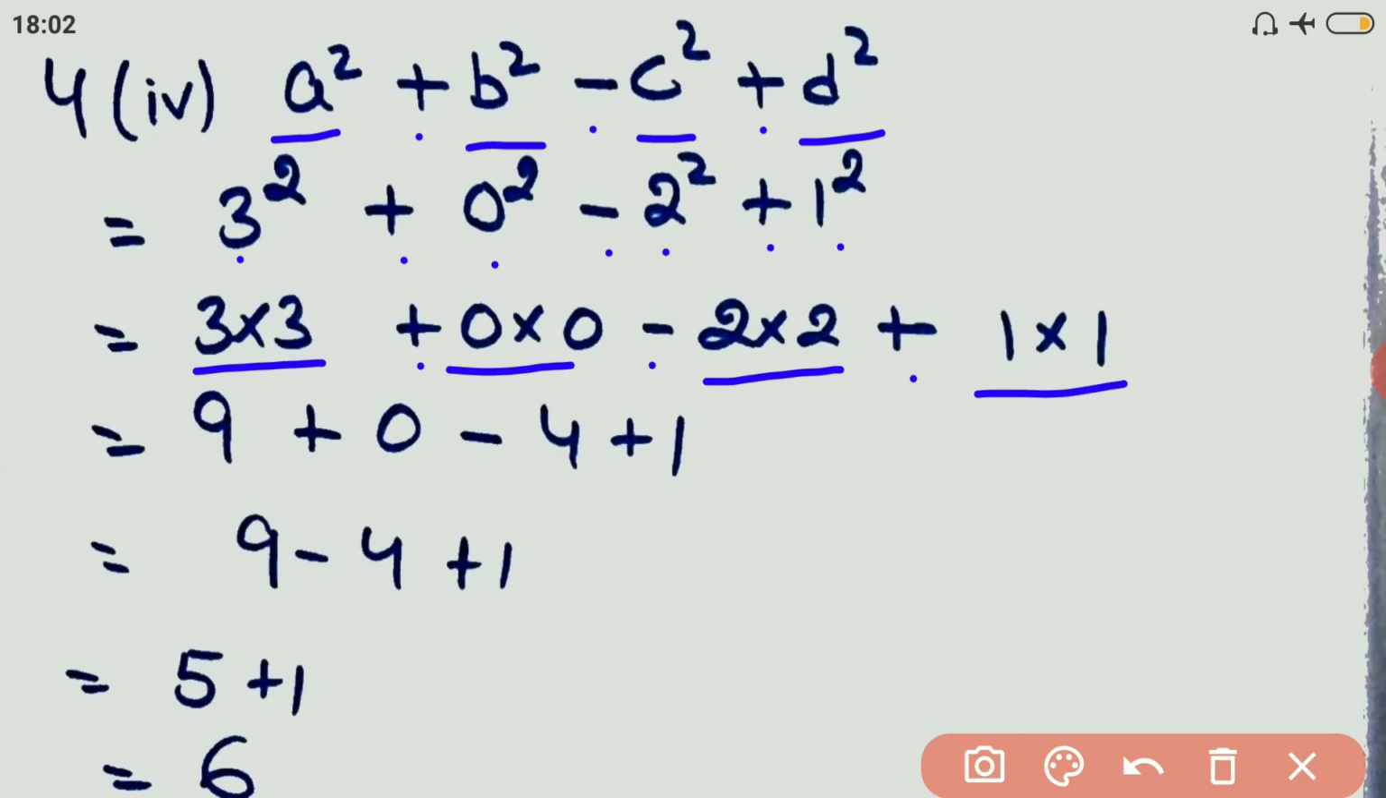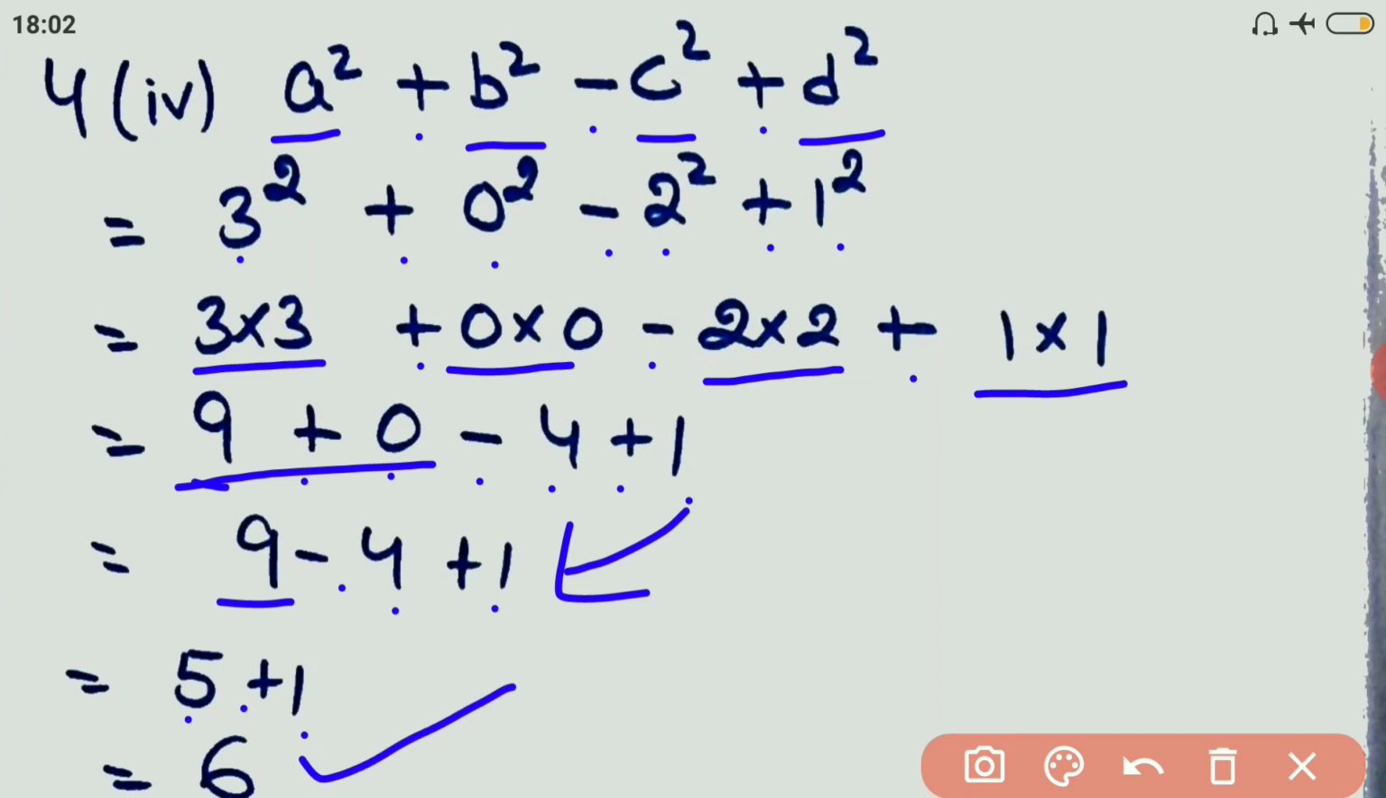Now 3 into 3 is 9, plus 0 into 0 is 0, minus 2 into 2 is 4, plus 1 into 1 is 1. Now 9 plus 0 is 9, minus 4 and plus 1 comes here. So for solving it, 9 minus 4 shall give me 5, plus 1, and 5 plus 1 is 6. This is the answer for number 4.4.